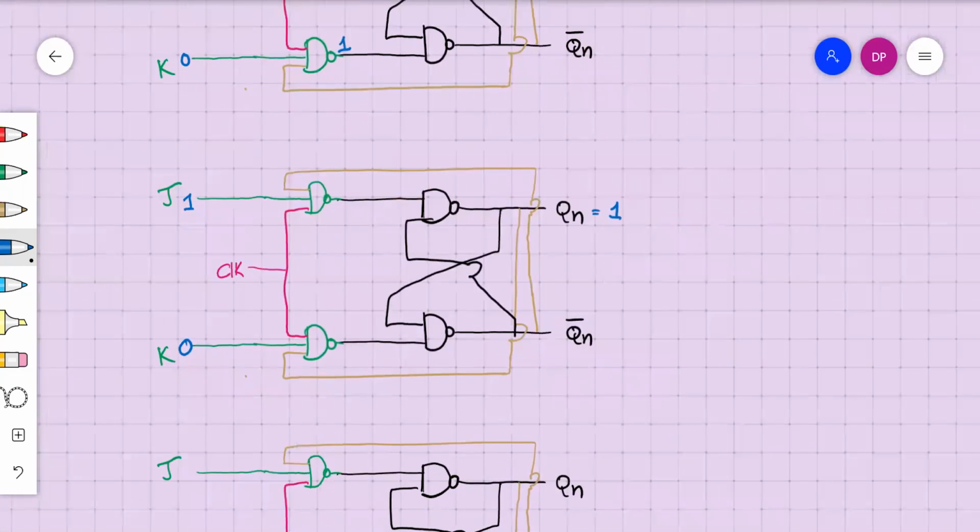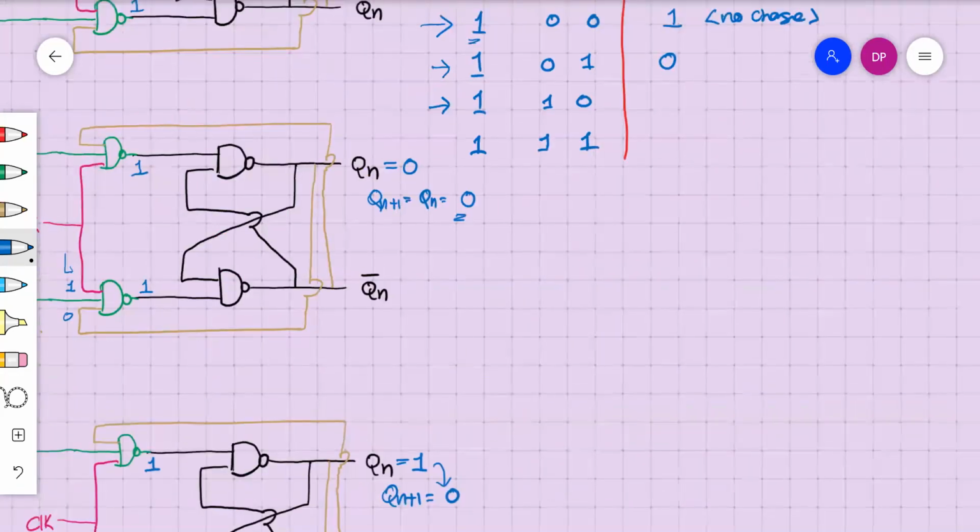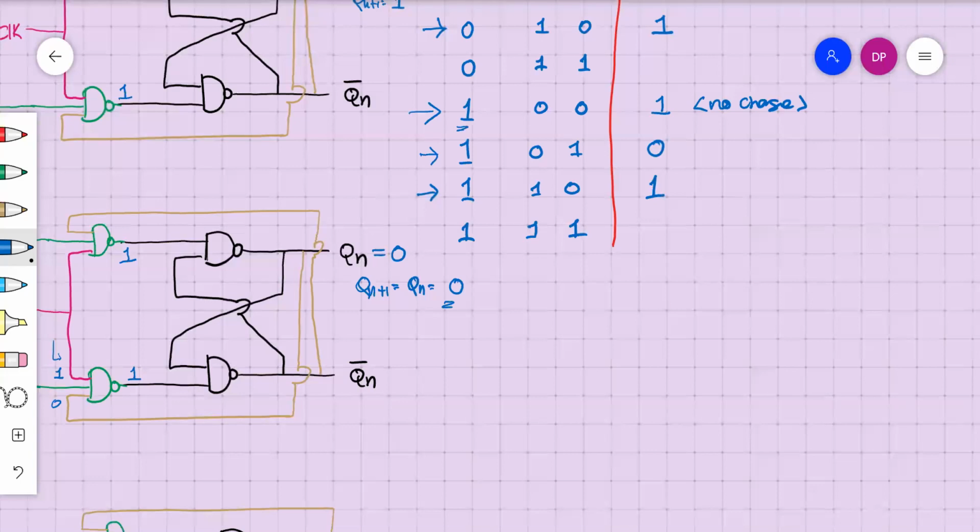Now go for this case. Any input that is 0 will result in 1. So J is 1 and clock is 1 here, but Qn prime is 0, so it will also result in 1. So Qn+1 will be equal to the previous state Qn, which is 1. So this will also be 1.